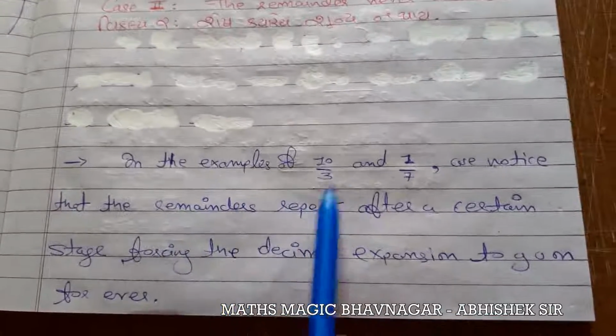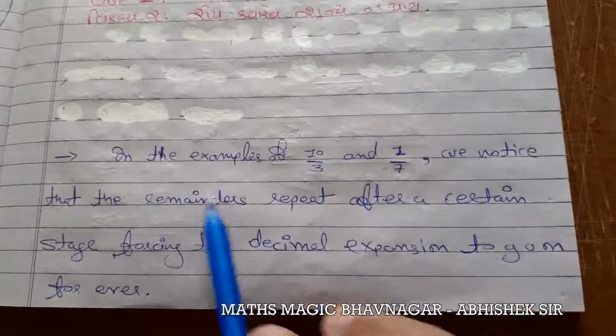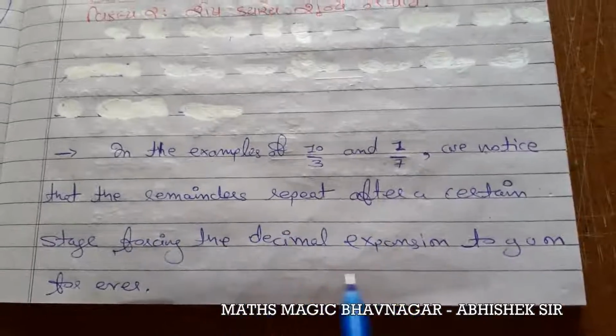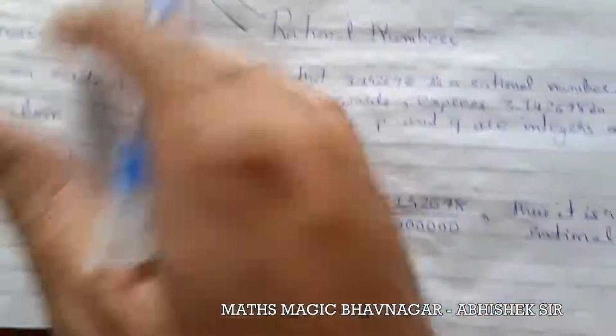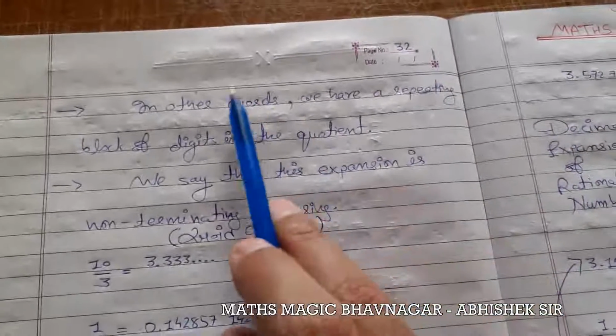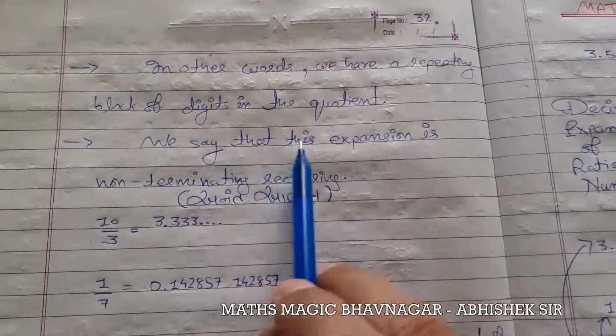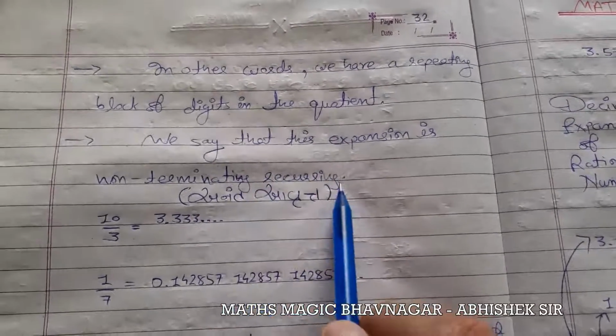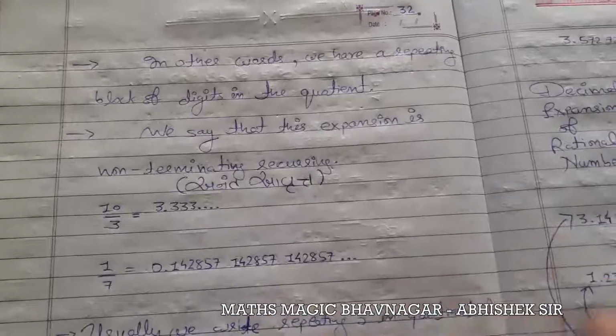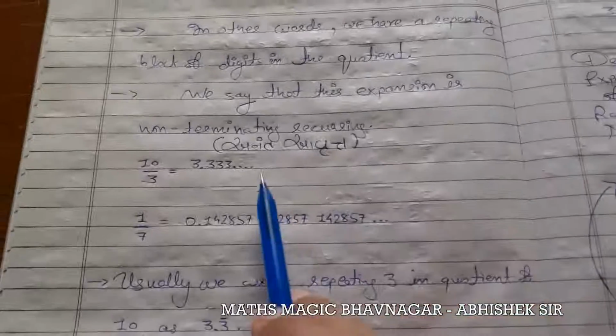In the examples 10 by 3 and 1 by 7, we notice that the remainder repeats after a certain stage, forcing the decimal expansion to go on forever. Decimal expansion will go on until you want to carry it out. In other words, we have a repeating block of digits in the quotient. We say that this expansion is non-terminating and recurring. Here decimal expansion will continue.